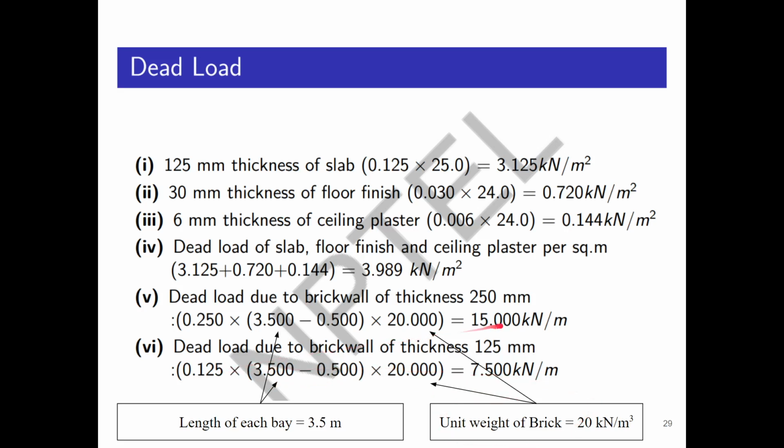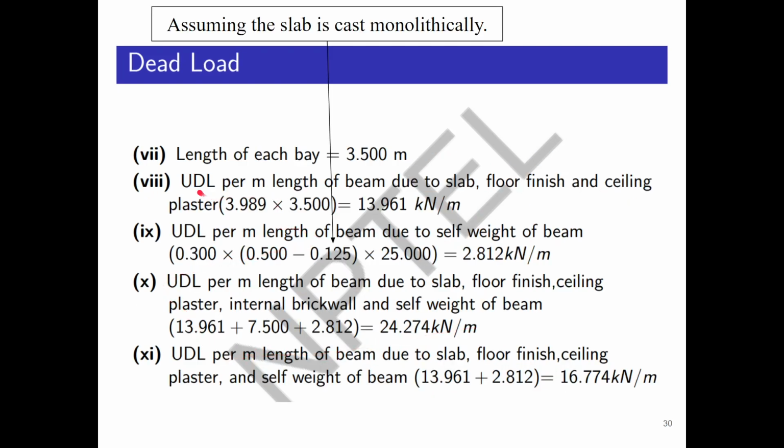meter. Okay, so as I told you, we have assumed that the length of each bay is 3.5 meter. And we also assume that the slab is cast monolithically, means the slab is cast together with that of the beam. We cannot separate both, so it is called monolithic. Okay, so UDL, that is the uniformly distributed load per meter length of beam due to slab, floor finish and ceiling plaster, will be 3.989 into 3.5, that is 13.961 kilonewton per meter.